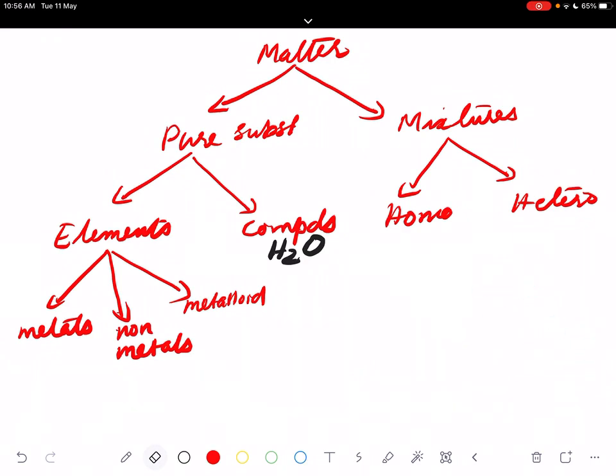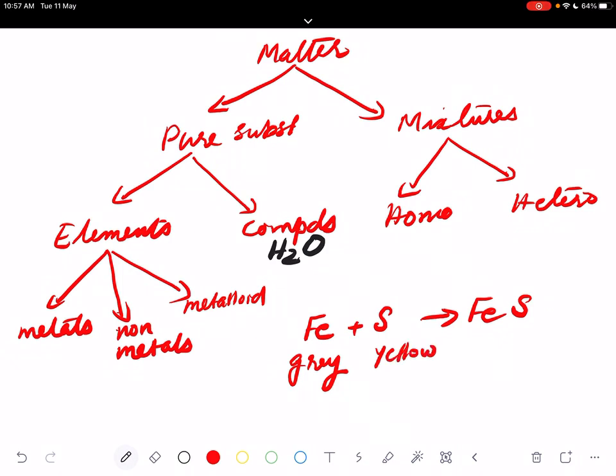I am making a compound from iron and sulfur, to make iron sulfide. Iron is of shining gray color. Sulfur is a yellow powder. But iron sulfide is a black substance. See, the compound is having entirely different characteristics as compared to the constituent elements.